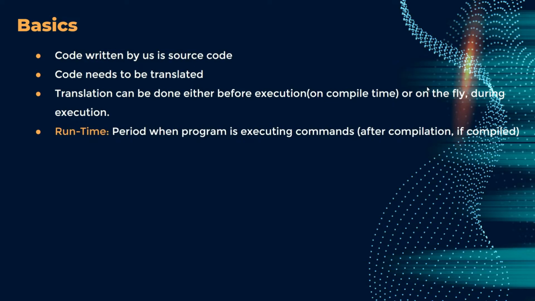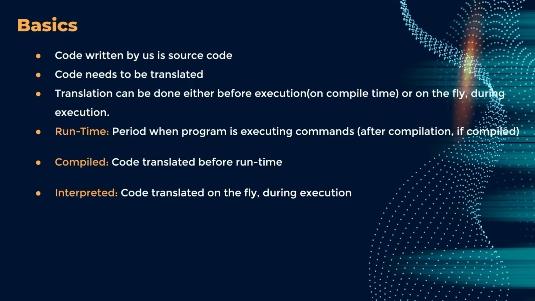Runtime is the period when the computer is working on our instructions, that is when the computer is executing our commands. The source code is said to be compiled when the source code is translated before the execution, meaning when we present the already translated code to the computer in order for it to be executed. The code is said to be interpreted if it is executed at runtime. That means the source code is translated when the computer has already started executing our program.